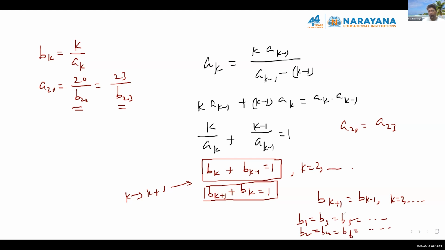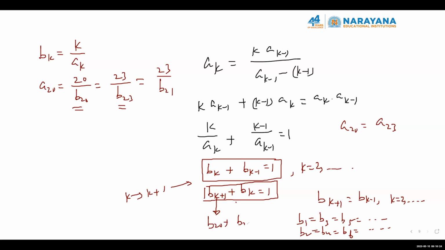So now here you can figure out what b of 20 is going to be. So b of 20 and b of 23. b of 23 will also be b of 21 because all odds are equal. And b20 plus b21, from this relation, what is it? It is 1.